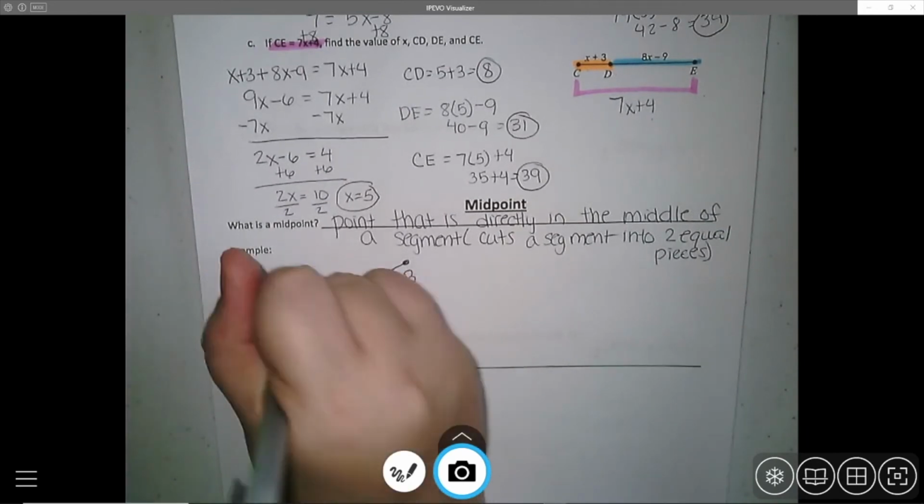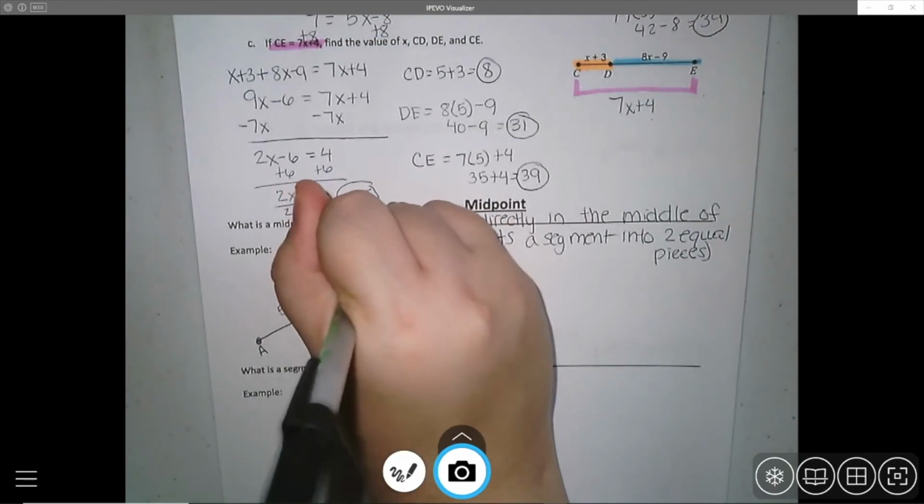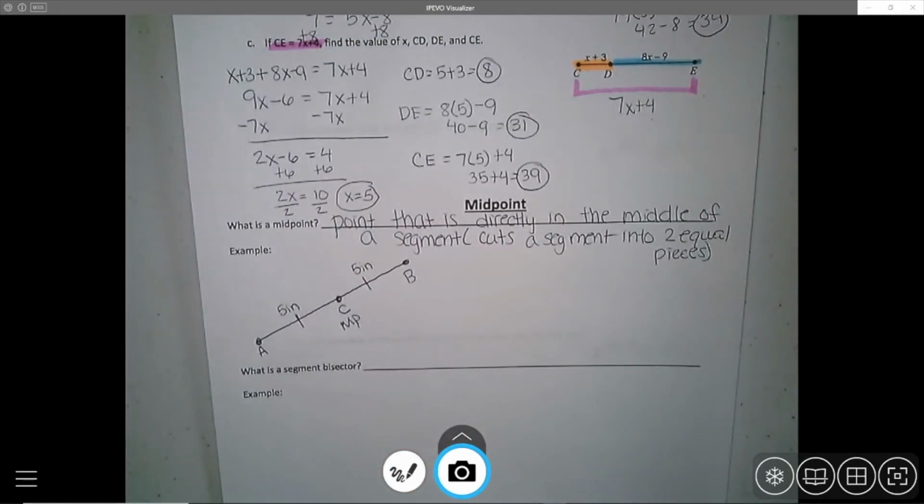The other way that we could do it is if you know one side is 5 inches, on the other side of the segment it's also the same thing. So a midpoint has the same distance or length on either side of it.